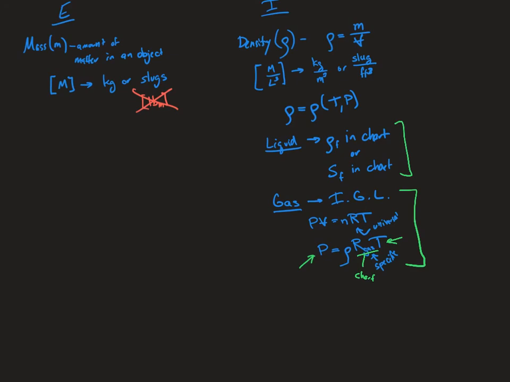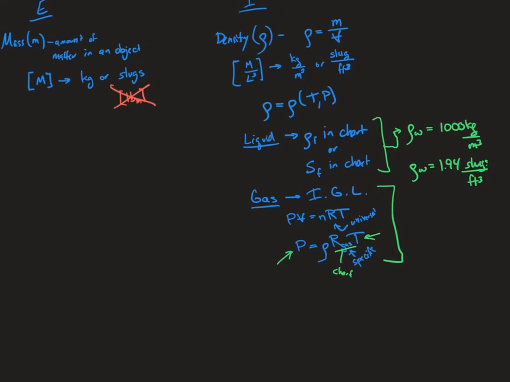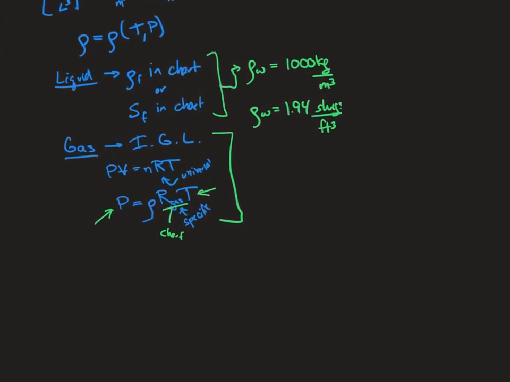Importantly, I want to make note of really the most important density that you'll need to know. And this is the density of water: it is 1,000 kilograms per cubic meter, or it is 1.94 slugs per cubic foot. These are the most important ones.